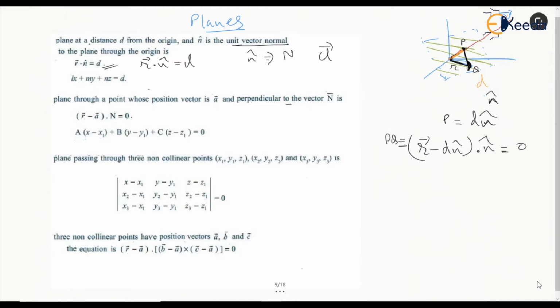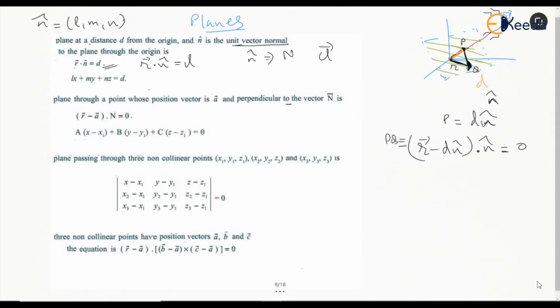Also, what if we write this n cap in the form where the components are L, M and N? These are the direction cosines of this normal vector.